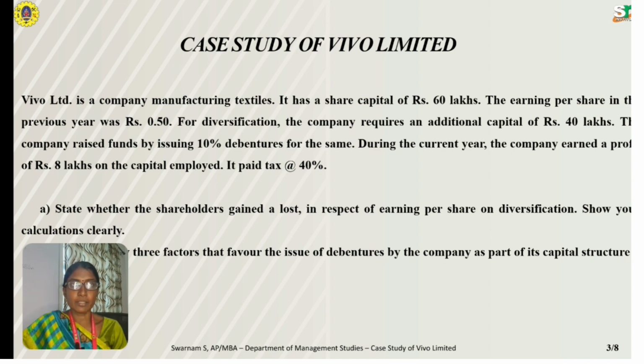Vivo Limited is a manufacturing concern and it has a share capital of 60 lakh rupees. The earnings per share of the company in the previous year is 0.50, and now the company wants to get into a diversification. That is, they want to get into a new market and expand their business. For this purpose the company needs an additional capital of 40 lakh rupees.